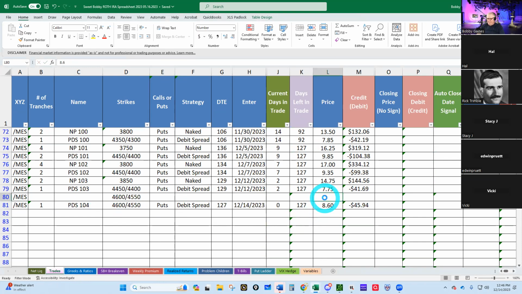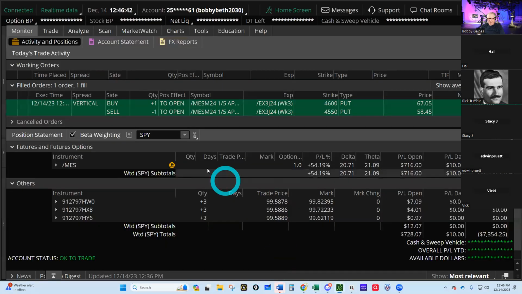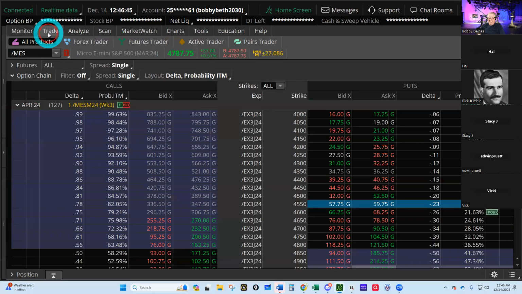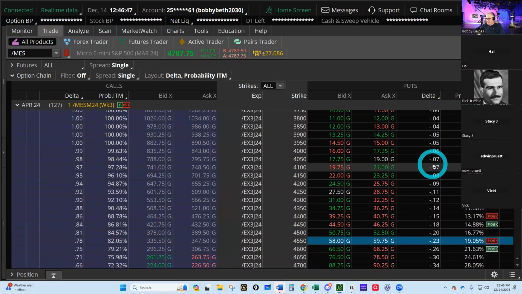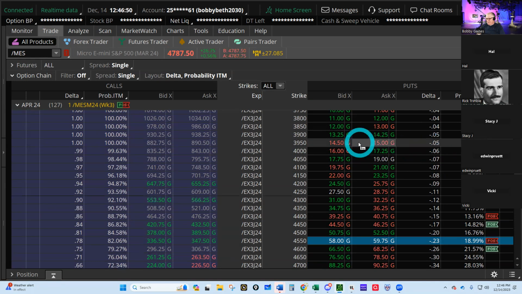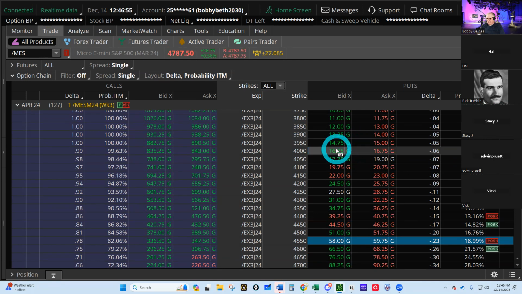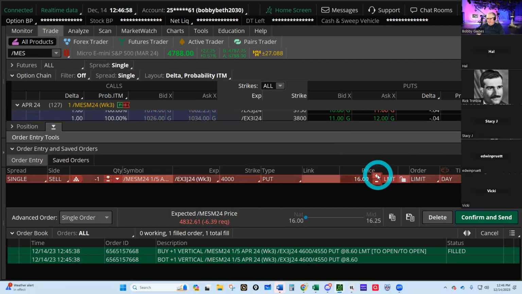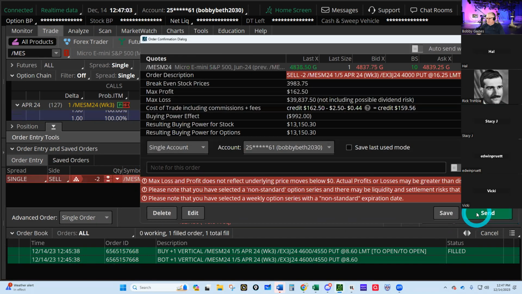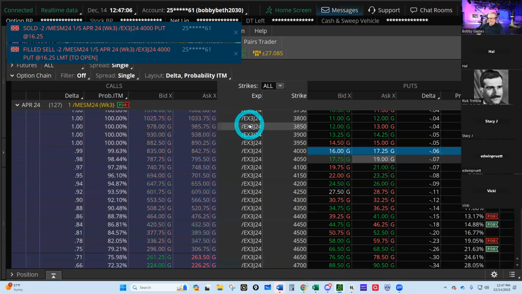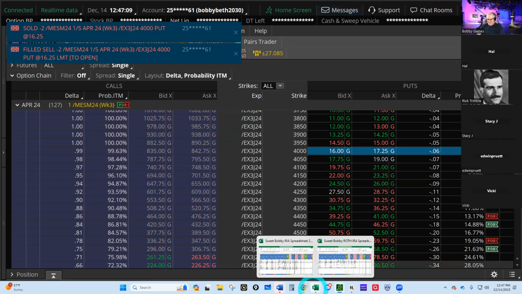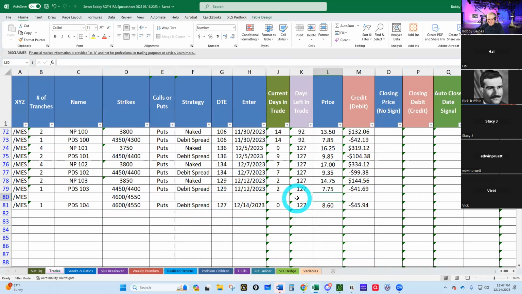All right, now let's go sell those nakeds, see what we can get for those. So we'll go trade. 127 days, 5% probability of being in the money. So that was going to be the 3950s over here. I tell you what, I'm going to bump that up to the 4000 to give me a little bit more premium. 16 and a quarter and two of them. There we go. 16.25 for the 4000.